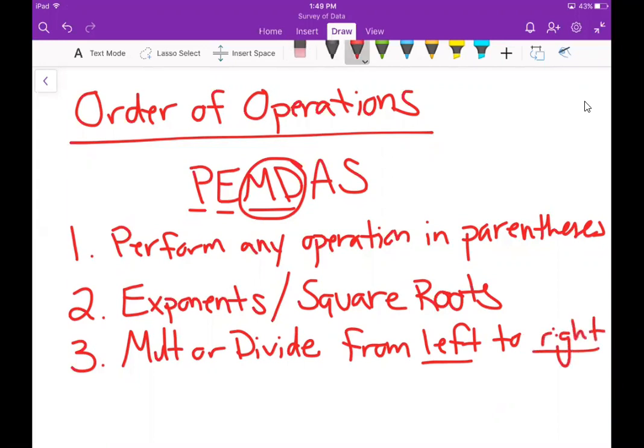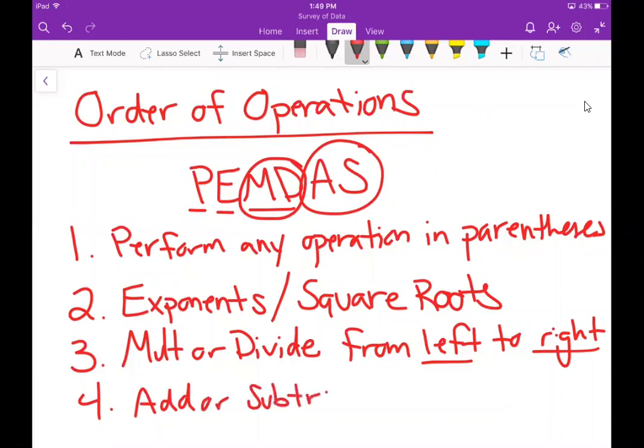Okay, and then addition and subtraction come together as well. So then you're going to add or subtract whichever one comes first, again, from left to right. Very important there. A lot of people with that mnemonic tend to think that multiplication all has to come before division, and that's just not true.